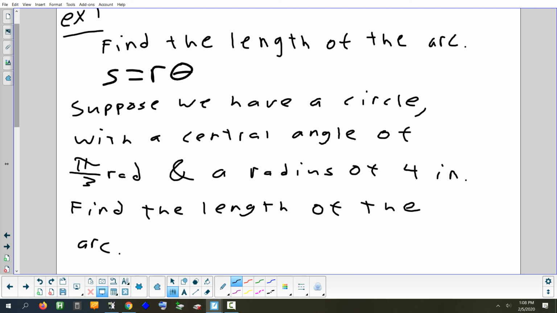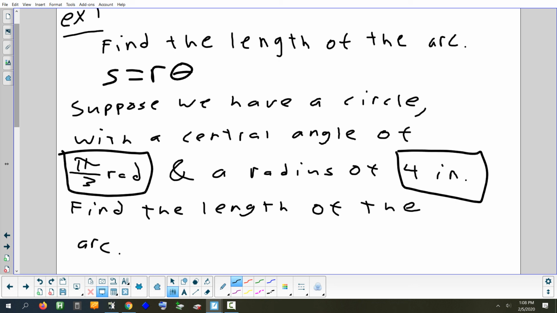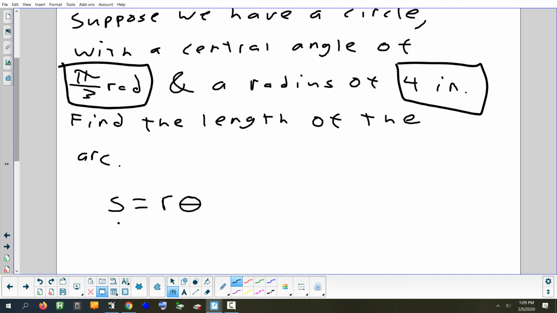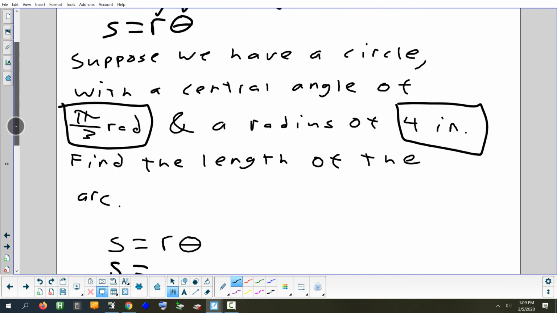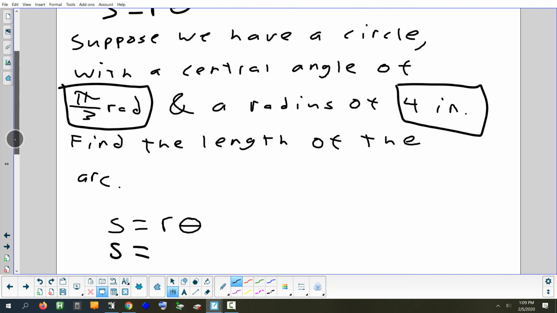All right, so it says, you got a circle, that's all great. But you have an angle of pi over 3 radians. So that's important. And you have a radius of 4 inches. Find the length of the arc. Okay, so what letter am I solving for? S. Solving for S. We know that, we're going to fill them in. So S equals, what's my radius? 4.